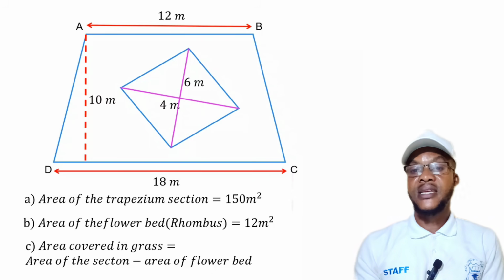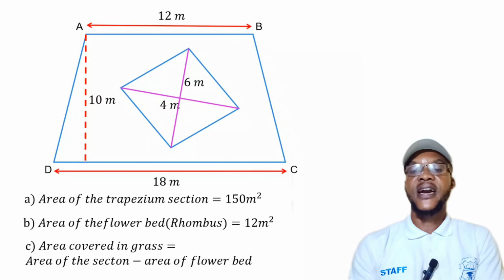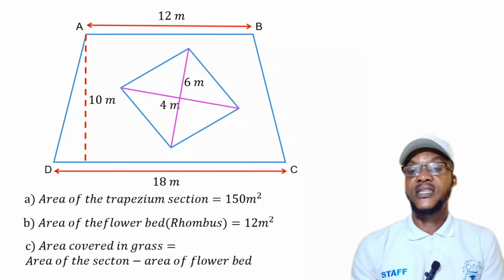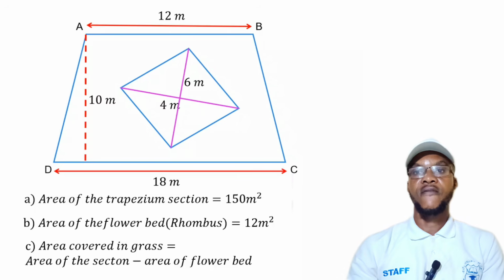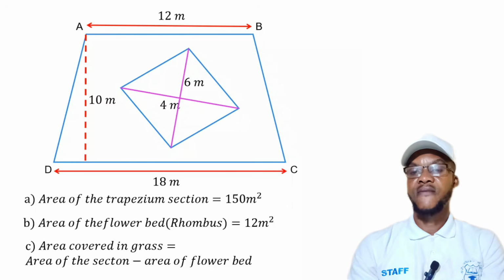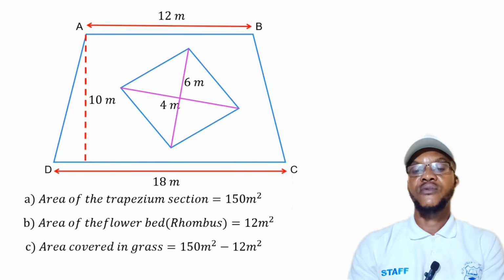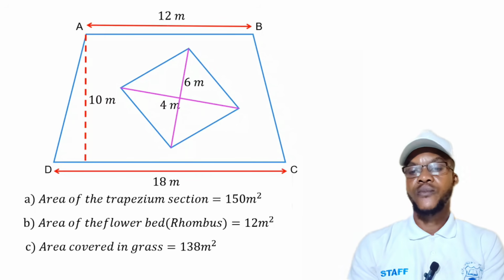So how do we find the area? It's just simple. We've already calculated the area of the trapezium. We've also calculated the area of the rhombus. So what we do is we just subtract the area of the rhombus from the area of the trapezium. What is left is the area of the place that we are going to cover with grasses. Very, very easy, very, very simple. So we just substitute our values: 150 meters squared minus 12 meters squared, and that is going to give us 138 meters squared. Very simple.